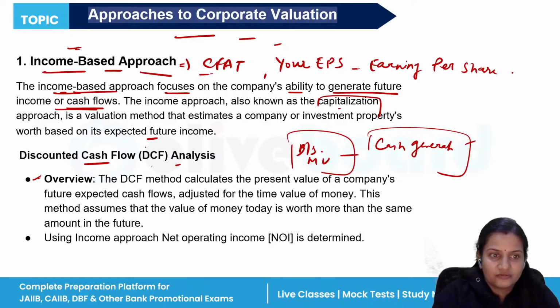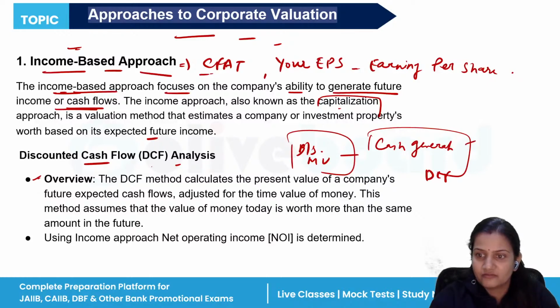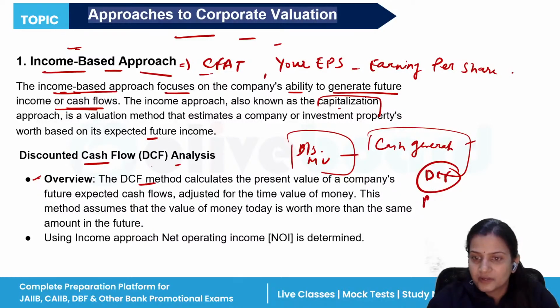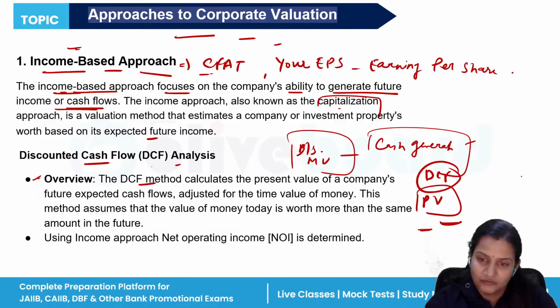Discounted cash flow analysis, you will be seeing the DCF in the coming scenario. We have one whole chapter, discounted cash flow and non-discounting methods. It basically calculates the present value of a company's future cash flows. Means the money which you are getting now is more important than the money which you will get in the future.